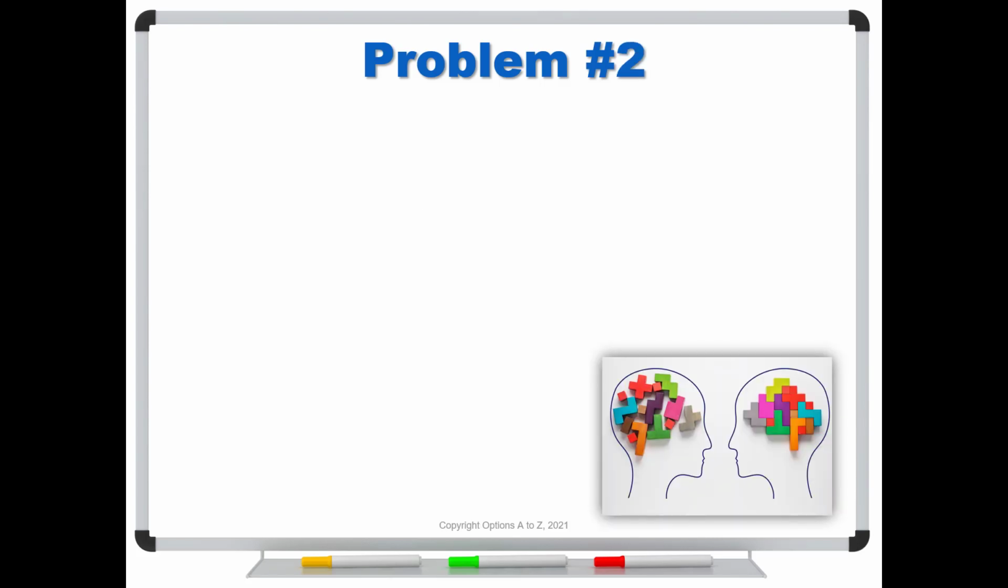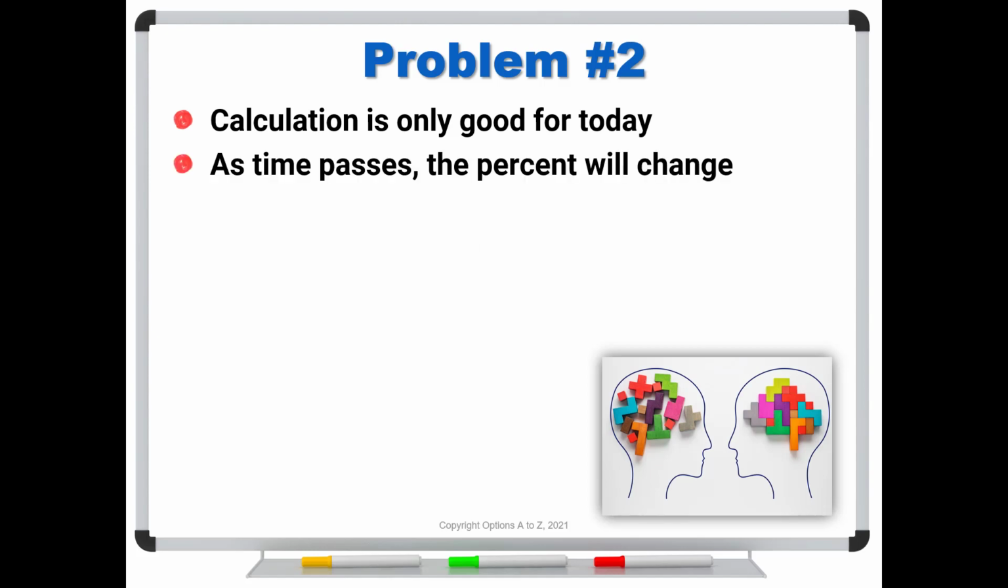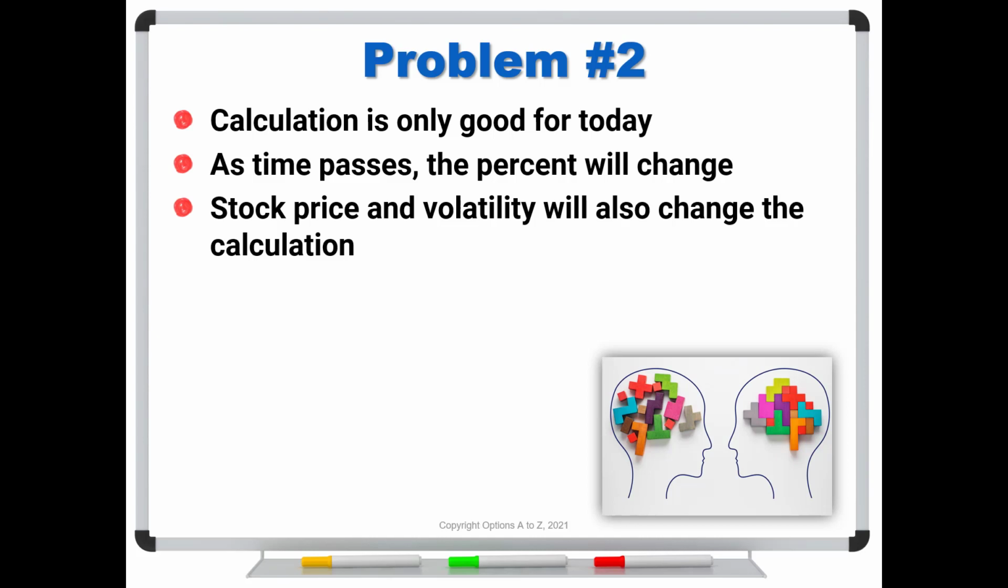All right, so what's problem number two? Well, the calculation is only good for the day. At a minimum, time's going to pass, and as time passes, that percent will change. On top of that, if the stock price and or volatility changes, that's also going to change the calculation. So if you happen to see this on a platform or if you're doing your own calculations, you have to understand that it's good only for that moment in time.